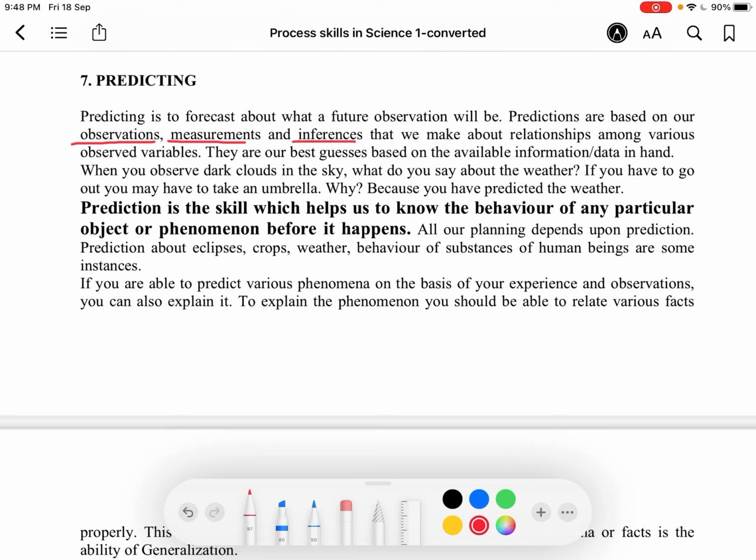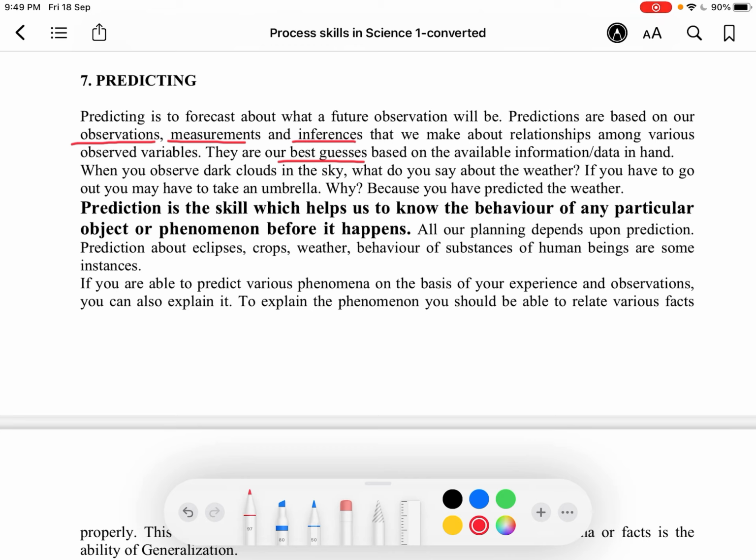When we use these skills, by studying the relationships in all the findings of the collected information, there are chances of making use of the predicting skill. So predictions are also known as best guesses, possible guesses, based on the available data in hand.